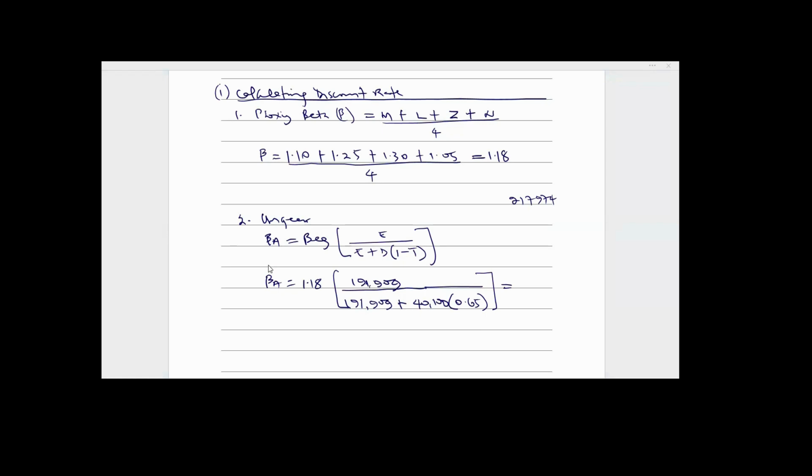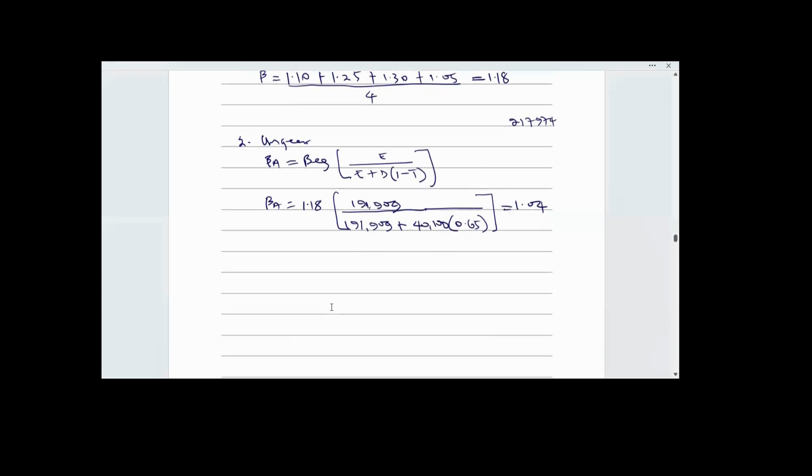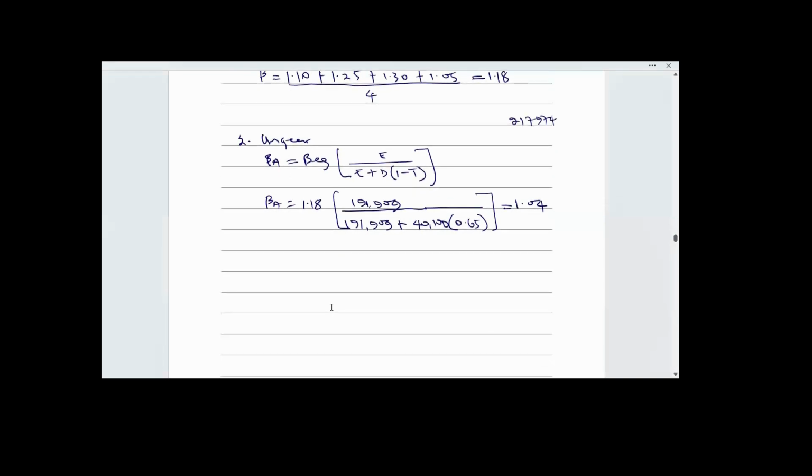191,909 divided by 217,974 equal, then multiply by 1.18 equal 1.04. So the asset beta of the proxy company is 1.04. So the next thing we need to do now is to regear.